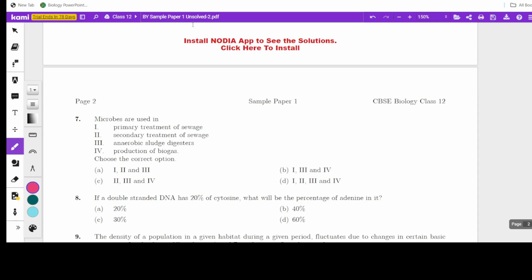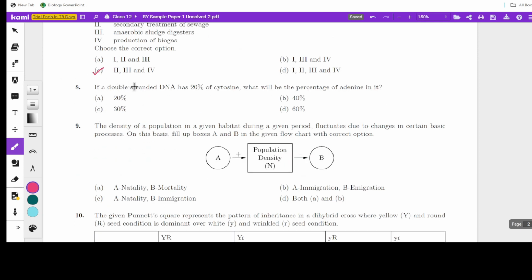So let's see the question. Primary treatment, no. Secondary, yes. Anaerobic, yes. Production of biogas, yes. So what will be the answer? Option C, 2, 3 and 4. Clear? Next question. If a double-stranded DNA has 20% of cytosine, what will be the percentage of adenine in it?